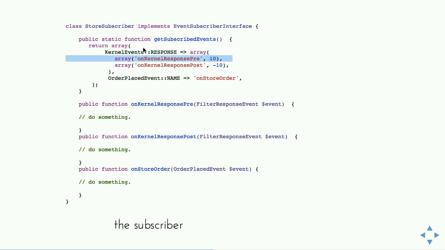You can subscribe to multiple events in the same subscriber, and you can have multiple methods getting called for a single event as well, on different priorities. The higher the priority here, the sooner your subscriber would get called. Then obviously you would have implementations of your subscriber methods, and each subscriber method would get the same event object as an argument that we passed into the dispatch method of the dispatcher object.